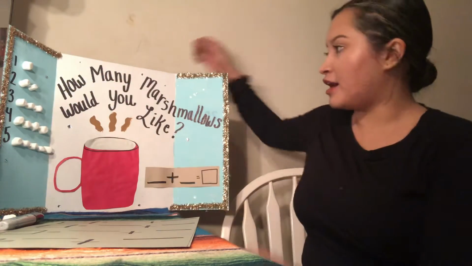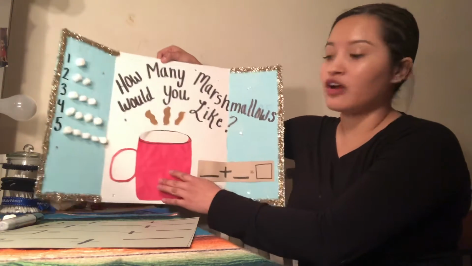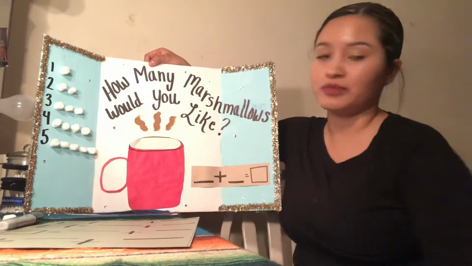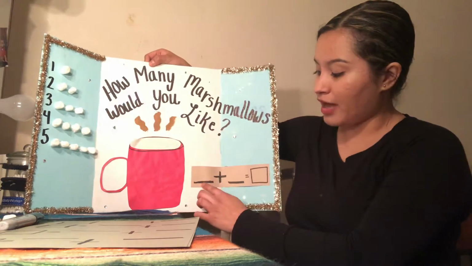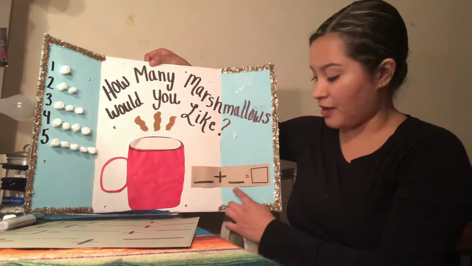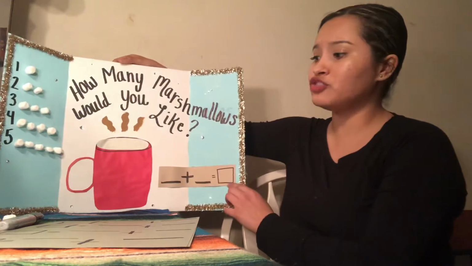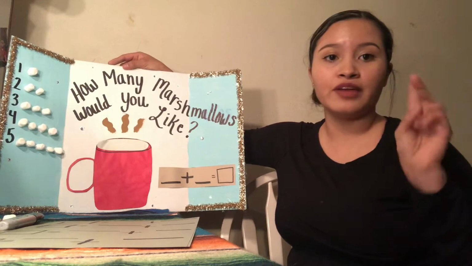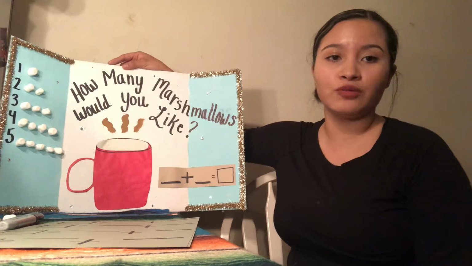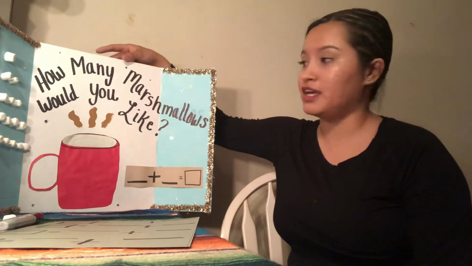We have set up on our bulletin board a red mug. This will serve as our container where we will put our marshmallows in. We have our addition strip where we will put how many we have at first and how many we have second and how many we will have in total. The two main words that we need to be aware of are altogether and total. These two keywords will help us understand when we have to add and when we have to subtract.